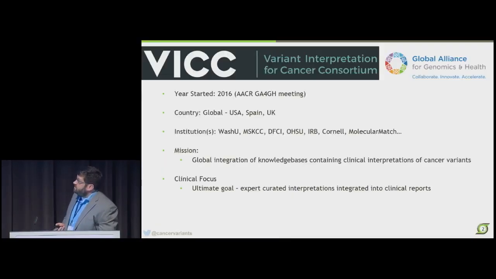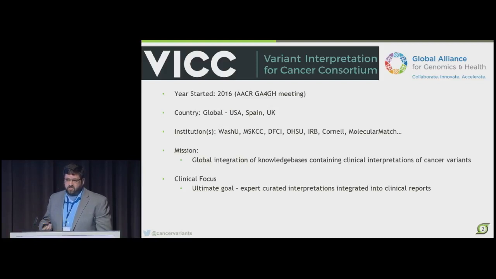A bit about the VICC. We formed actually out of the GA4GH as a working group in 2016 at the AACR GA4GH meeting. The constituent institutions participating in this consortium are from a multitude of countries, including the USA, Spain, and the UK, and include the institutions shown here, among others. Our mission is basically the global integration of knowledge bases containing clinical interpretations of cancer variants.